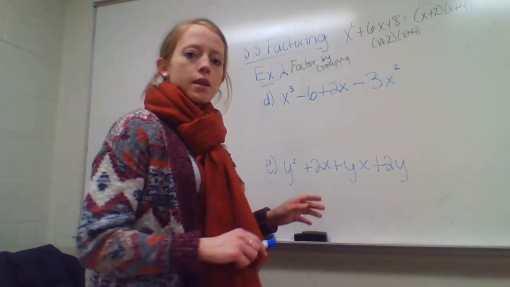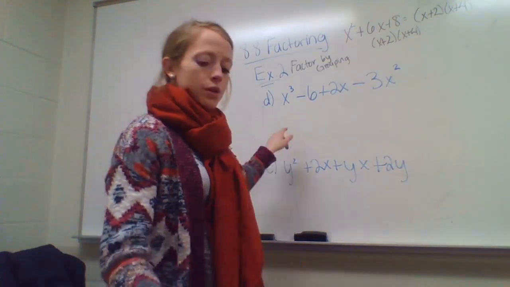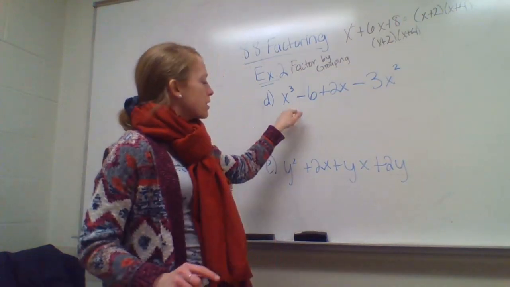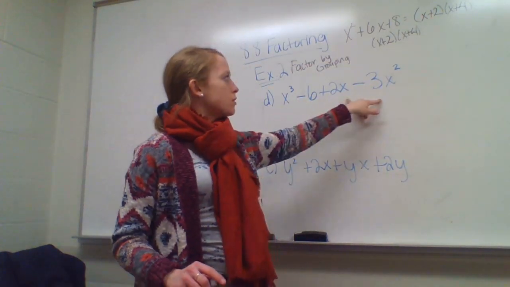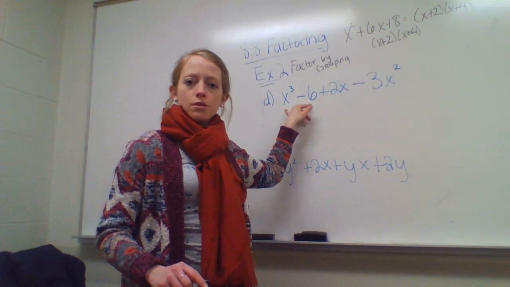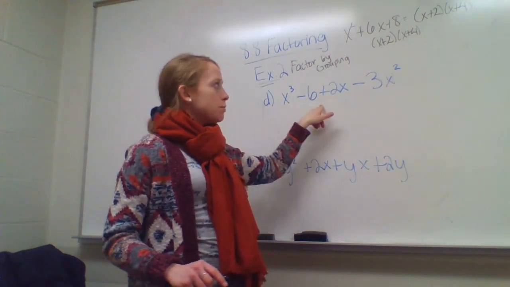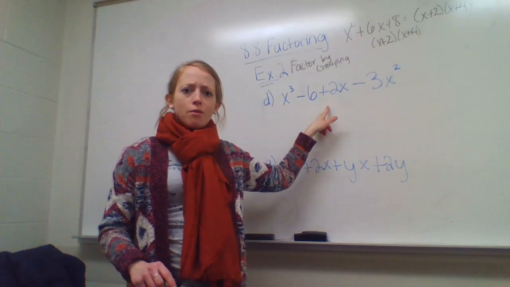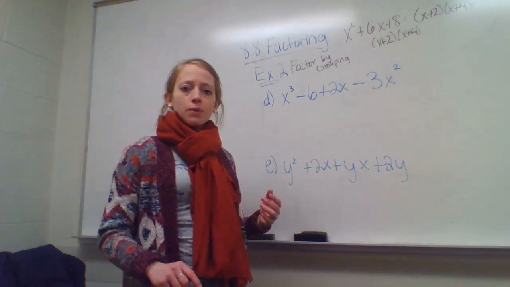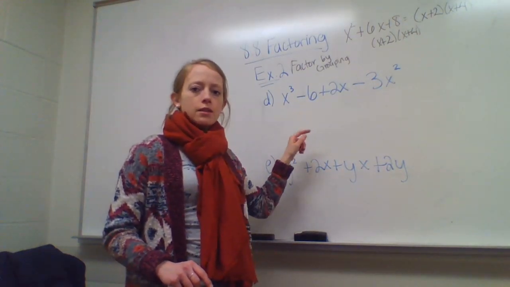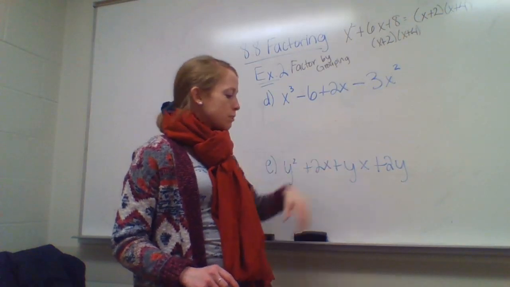So in example D, if you were to group these first 2 terms, so these two terms and these 2 terms, in these 2 terms, there's nothing you can factor out. There's nothing that's in common between x cubed and 6. So what we could do is rewrite this polynomial in standard form, so from highest to lowest power.